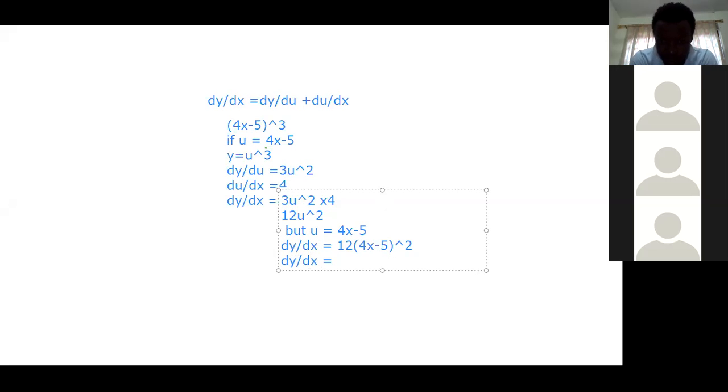We can decide to multiply through, so we can do the mathematics, or we can just leave it like that. So this will be our final answer: 12 into bracket 4x minus 5, raised to the power 2.